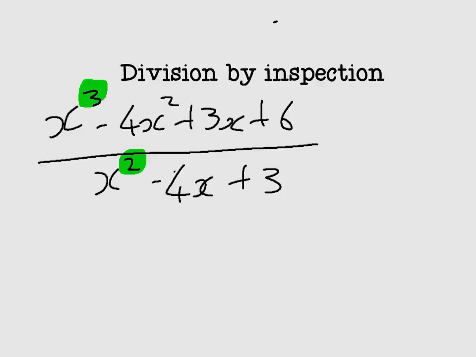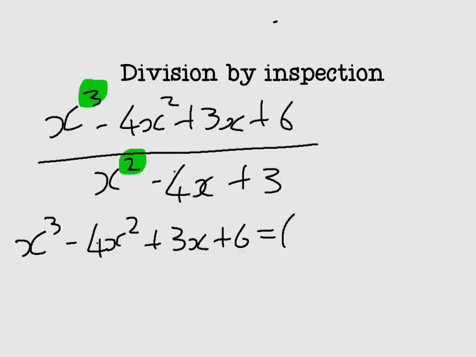So how we do division by inspection is we leave our sum there and we start just by rewriting our numerator. So x cubed minus 4x squared plus 3x plus 6. We say let that equal, and we open up a bracket, and we let that equal our denominator. It's going to run out of a bit of space here, but we'll make a plan. So we do that and we open up our first bracket.